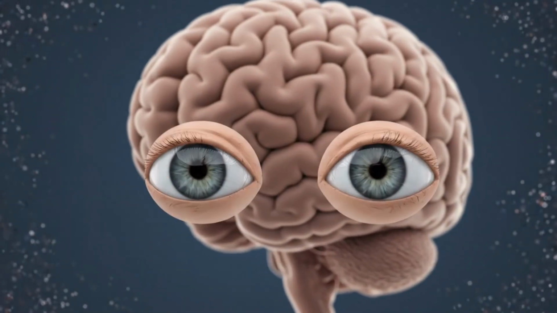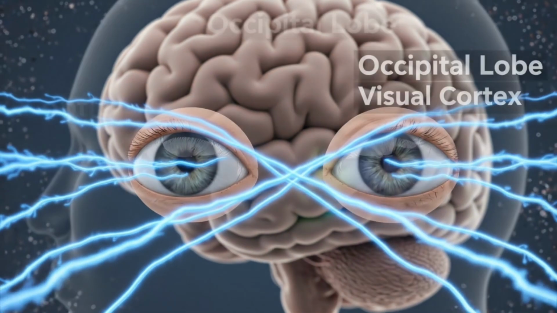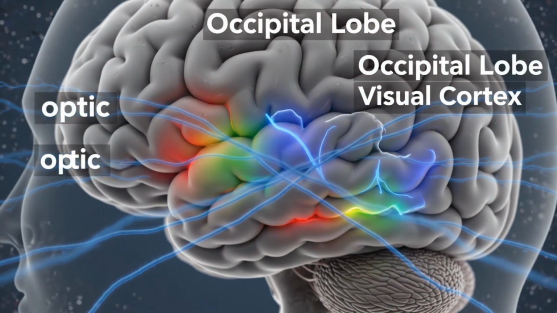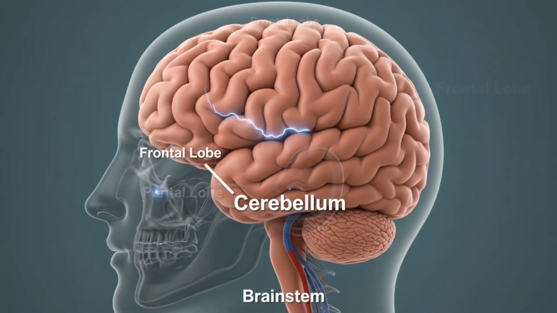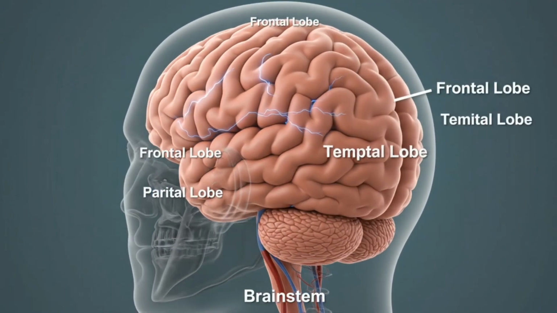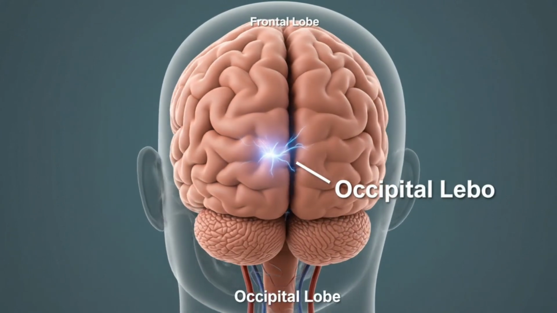Zoom into the occipital lobe. Show light entering the eyes, traveling through the visual pathways and reaching the visual cortex. The cerebrum, cerebellum, and brainstem are the major regions. We can also see the frontal, parietal, temporal, and occipital lobes.